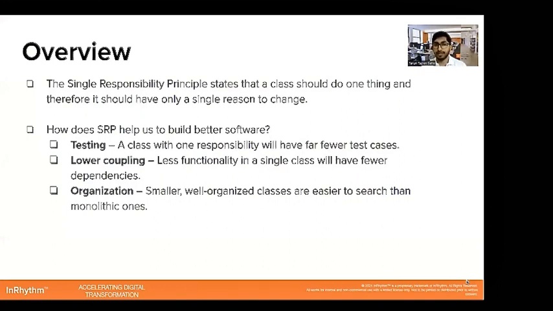Now, how does SRP help us write better software? Testing, right? Since our class is now doing one thing, hence fewer test cases. Hence, our testability has improved. Less functionality in a single class means fewer dependencies, hence less coupling. Last but not least, organization. Smaller and well-organized classes are easier to find than monolithic ones.